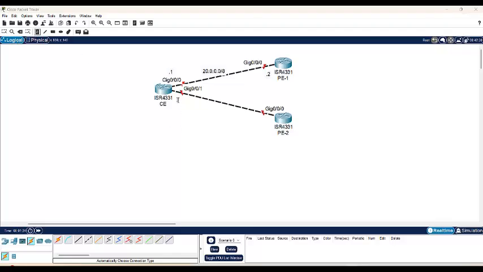Likewise on this dot 1, let me write it clearly here, 30.0.0.1/8 and 30.0.0.2/8.